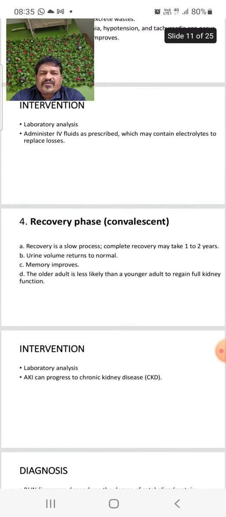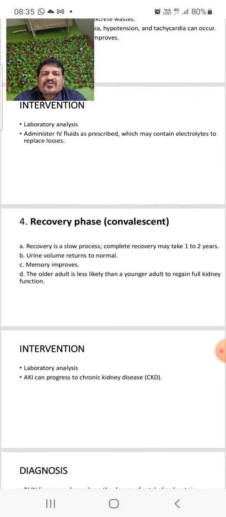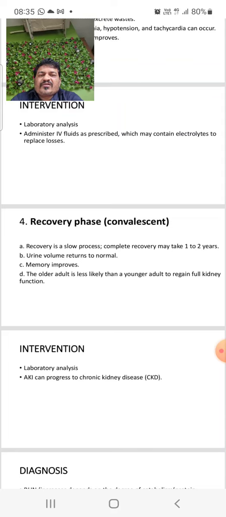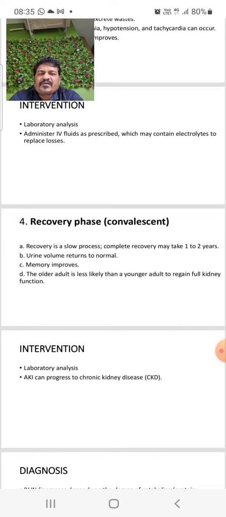In the recovery phase, recovery is a slow process. Complete recovery may take 1 to 2 years. Urine volume returns to the normal level. Older adults are less likely than younger adults to regain full kidney function, which means in younger patients the chances of improvement are better.